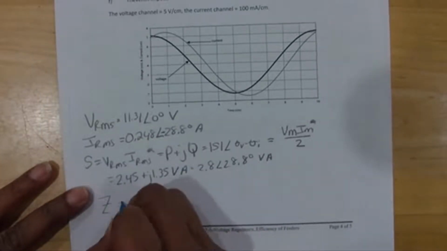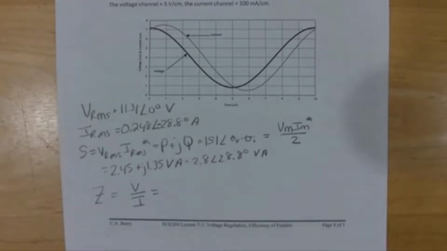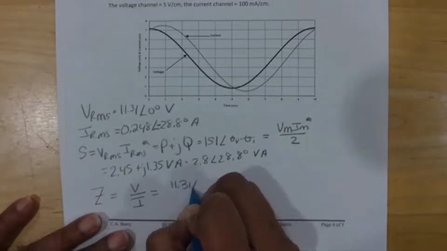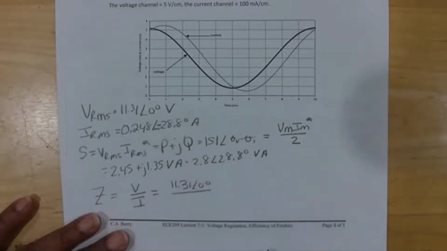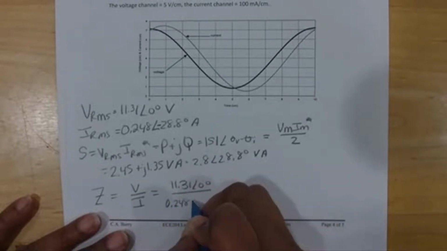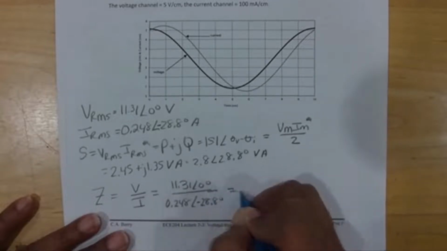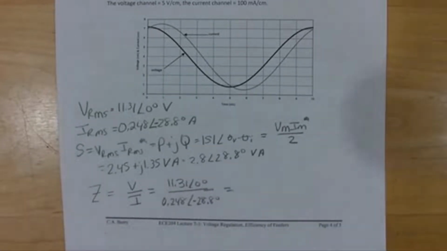Okay, now, last thing is Thevenin impedance. It's just Z equals V over I. No conjugates, just V over I. Z equals V over I. That's 11.31 with an angle of 0 degrees over 0.248 with an angle of -28.8 degrees. What is the impedance? Voltage over current.